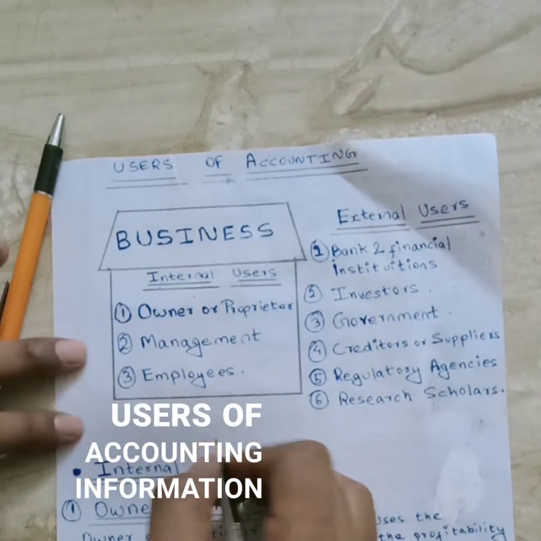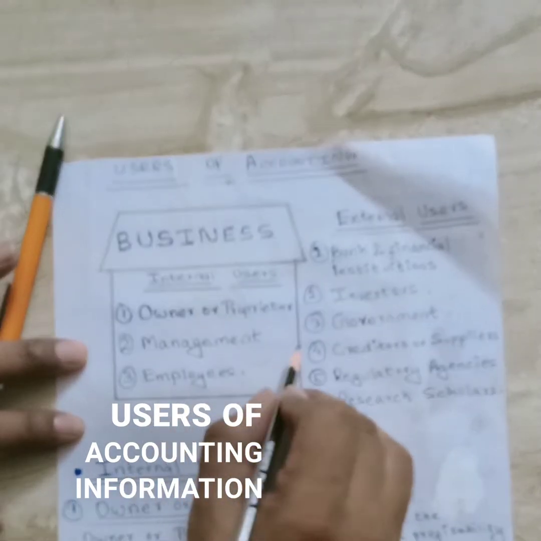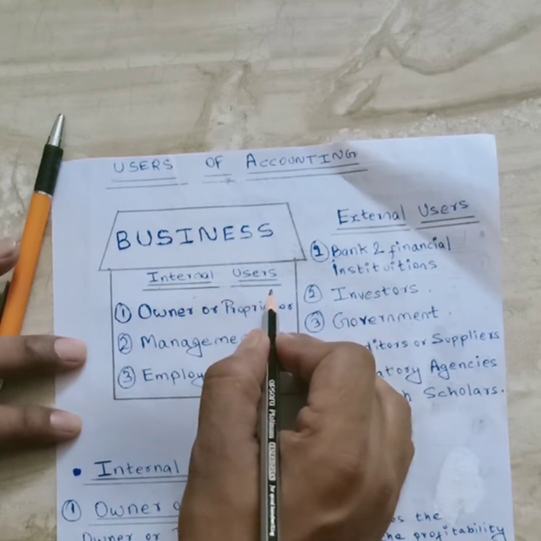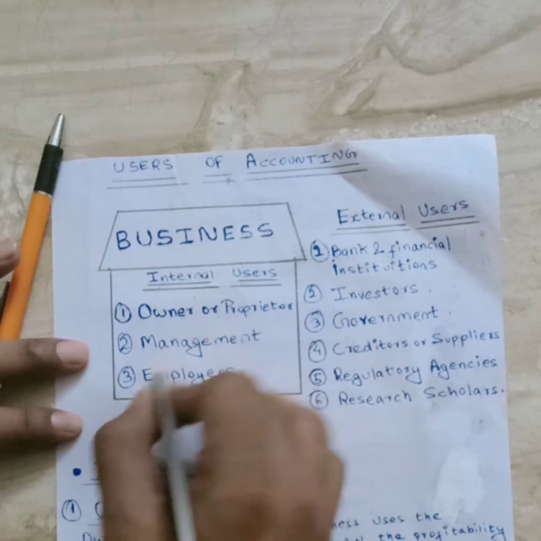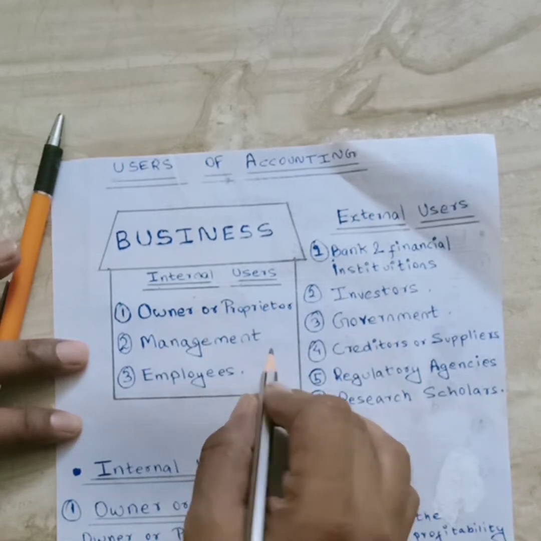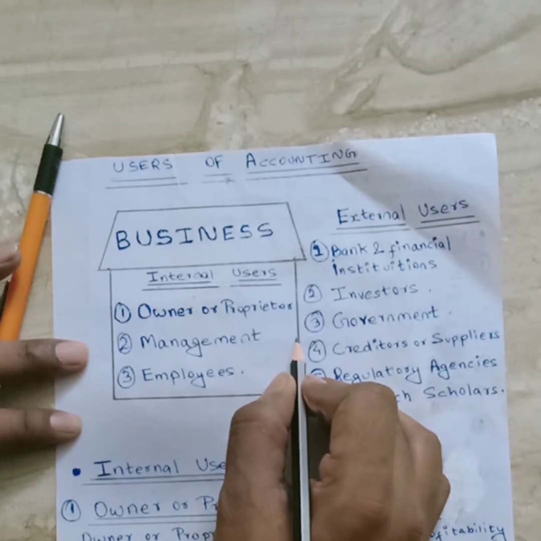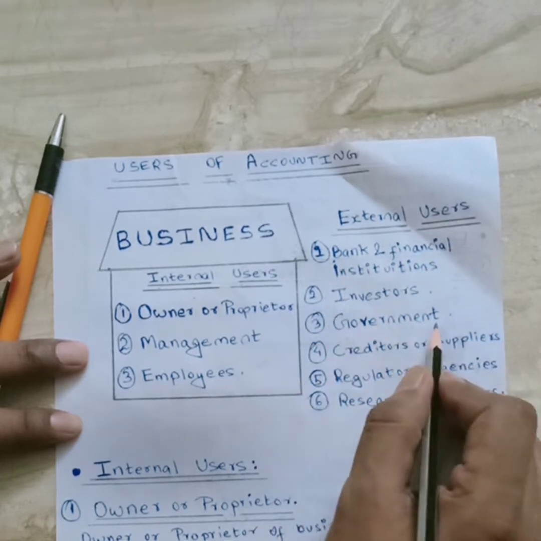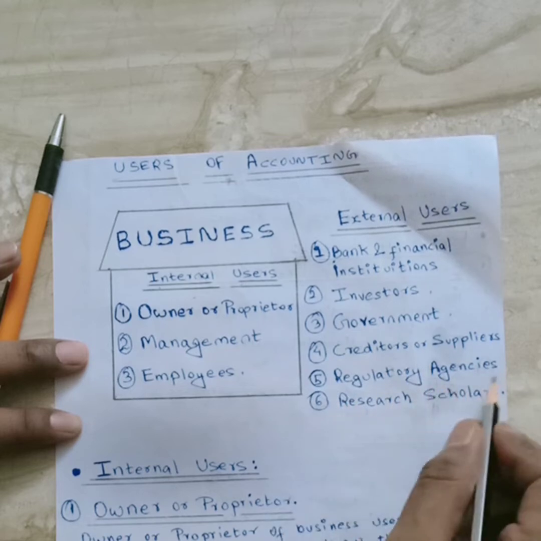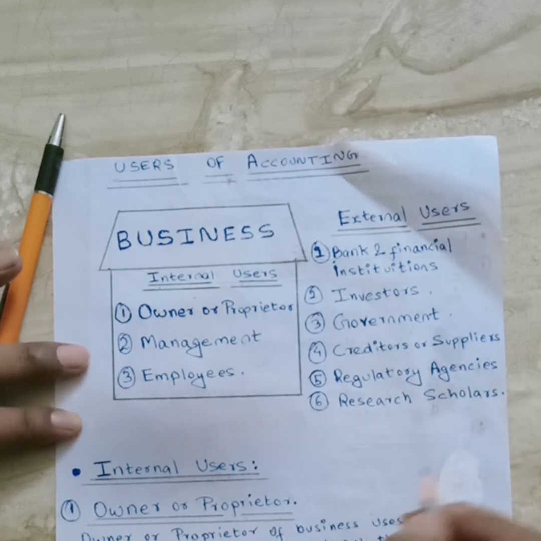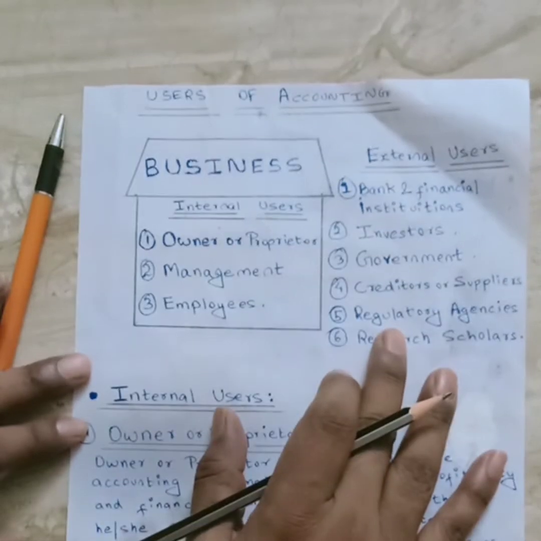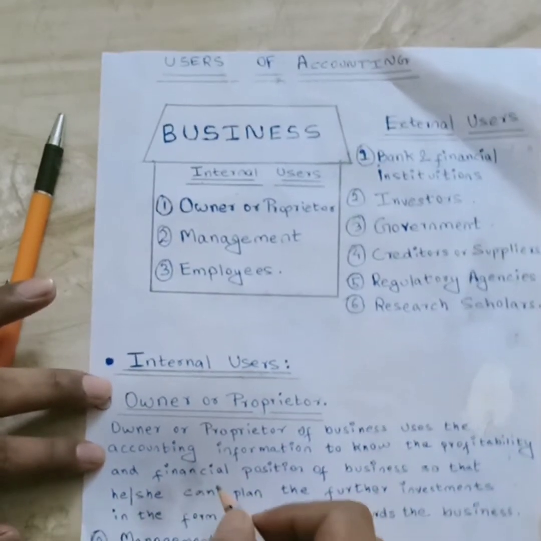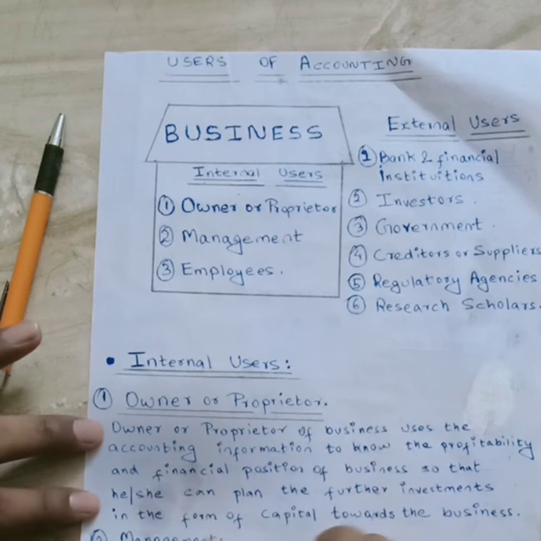So let us start with the topic, users of accounting. Now if we think of this drawing as a business, then whoever is present inside this business are called the internal users of accounting, like owner, proprietor, management and employees. And whoever is present outside this drawing or business are called the external users of accounting, like banks and financial institutions, investors, government, creditors or suppliers, regulatory agencies and research scholars. So all these people use the accounting information for their own benefit, and how they use it is explained in the following.